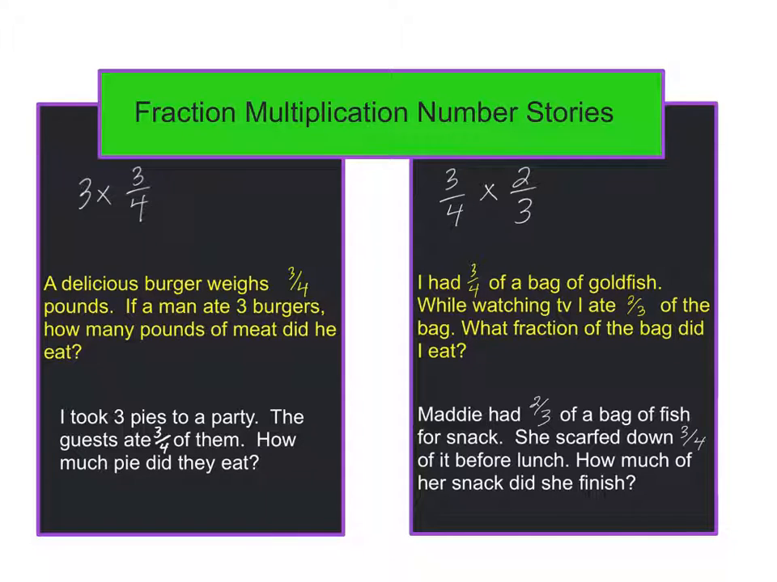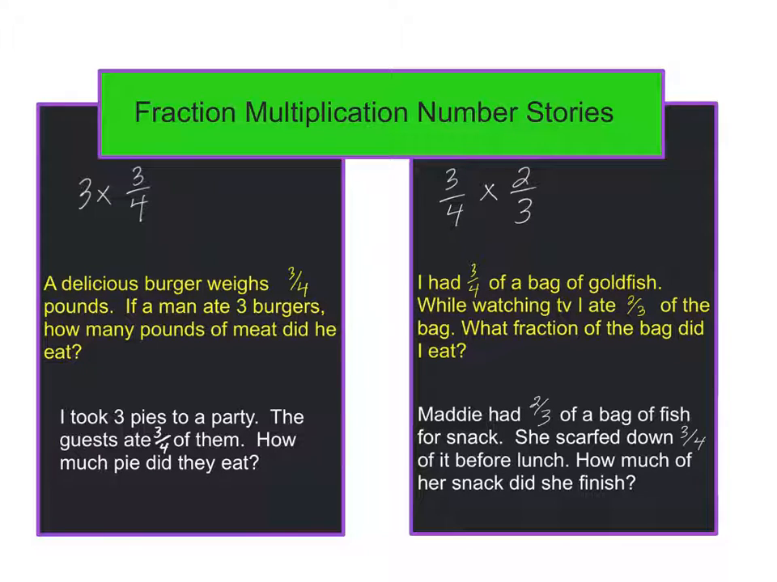I had 3/4 of a bag of goldfish. While watching TV, I ate 2/3 of the bag. What fraction of the bag did I eat? And the second number story, very similar to the first, I just switched my numbers around. Maddie had 2/3 of a bag of fish for snack. She scarfed down 3/4 of it before lunch. How much of her snack did she finish?